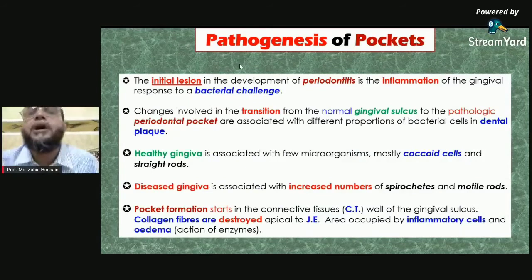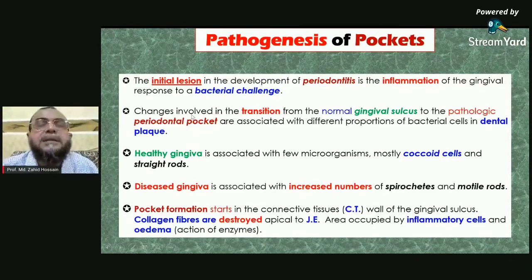Now, pathogenesis of pockets. This is a little difficult. You have to remember this, because pathogenesis you always have to memorize. But if you can understand what is inside, and if you get interested, you can remember this easily, or you can discuss it with your friends together after this lecture.